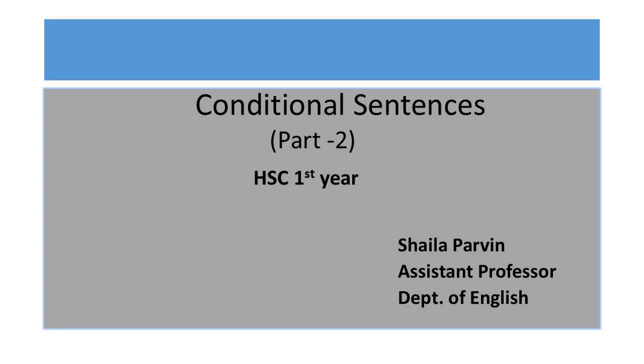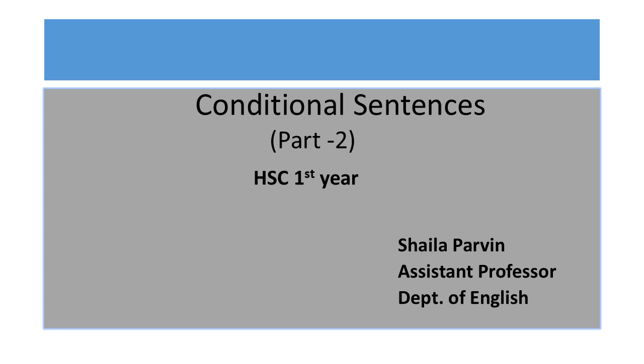In my previous lecture on conditional sentences, I discussed the first two types of conditional sentences, that is zero conditional and first conditional sentences. Today I will discuss the remaining two types of conditional sentences, that is second conditional and third conditional sentences.